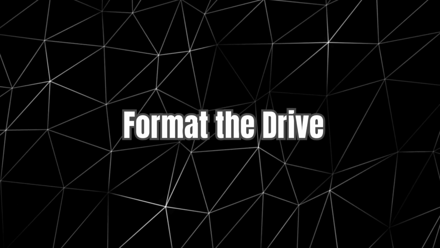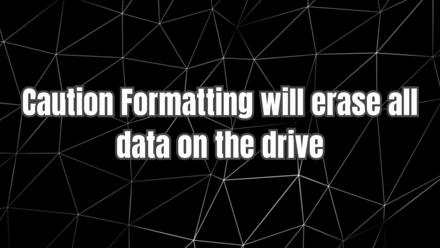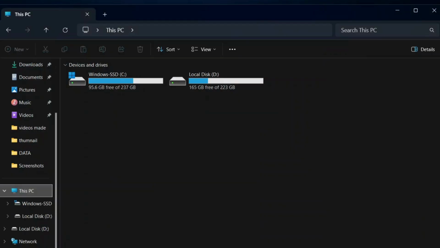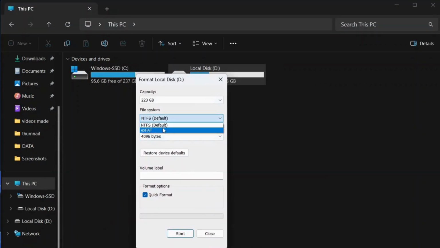Method 3. Format the drive. Caution: formatting will erase all data on the drive. Open File Explorer, navigate to your external drive. Right-click on the drive, select Format, choose a file system and start the formatting process.